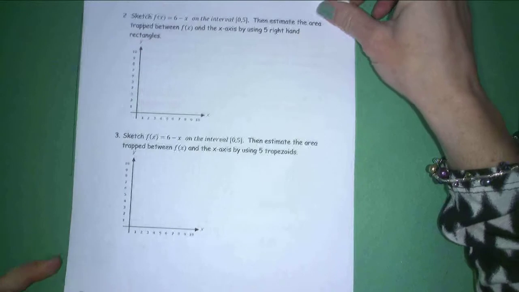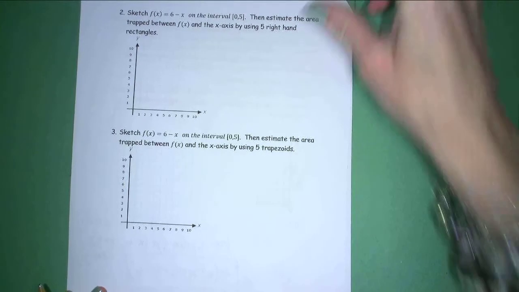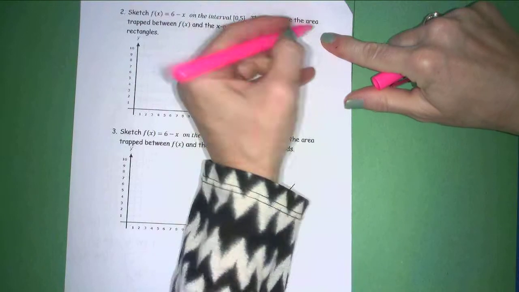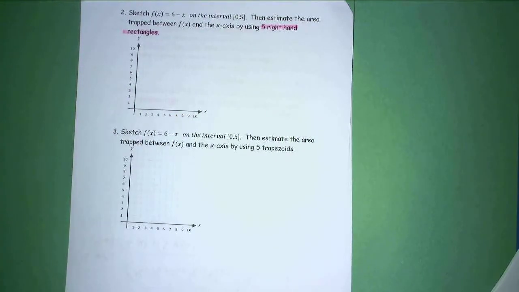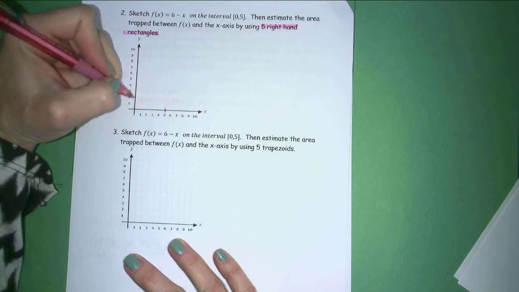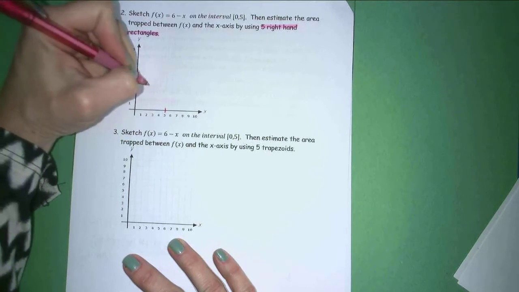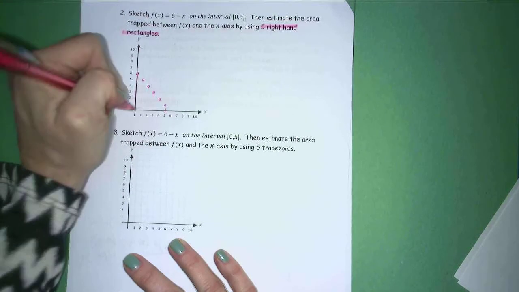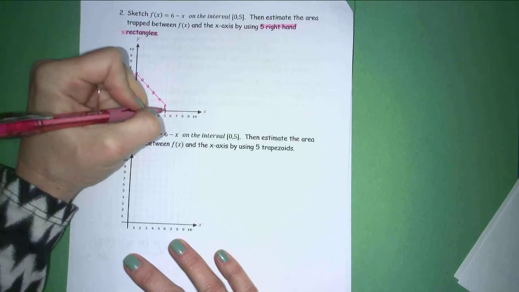Okay. Flip the page. Number 2. It says sketch f of x equals 6 minus x on the interval 0 to 5, same area. Then we're going to estimate the area trapped by using 5 right-hand rectangles. Again, we've done this before, so let's do it again. So let's start with our linear function. We're going from 0 to 5, and we know at 0 we're at 6, and then we decrease by 1 as our slope brings us down. Okay, section this off, and let's draw.